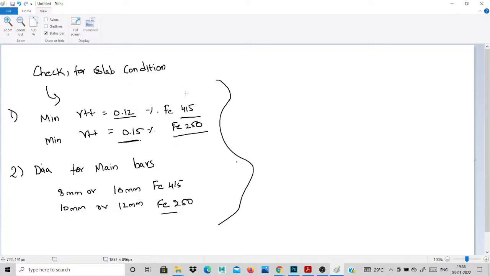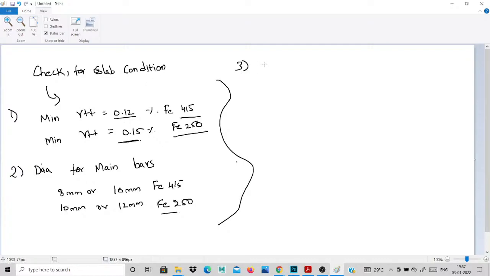The first check is the minimum reinforcement: 0.12 percent for Fe415 and 0.15 percent for Fe250. The diameter for main bars is 8 mm or 10 mm for Fe415, and 10 mm or 12 mm for Fe250. These are the main checks for your slab designs. The next check is the bars.